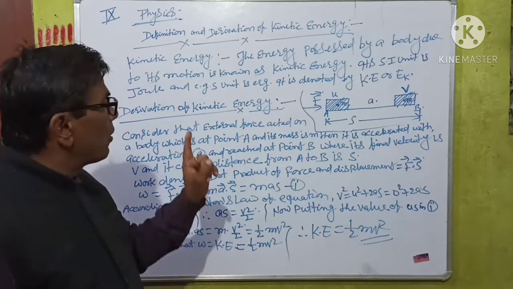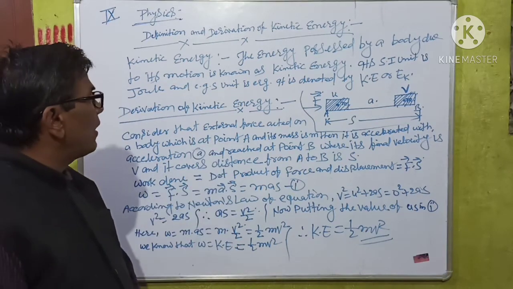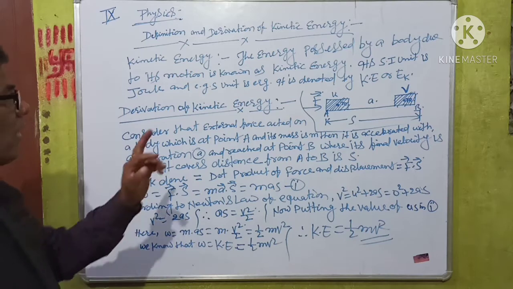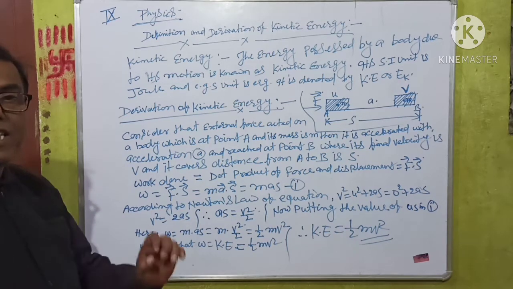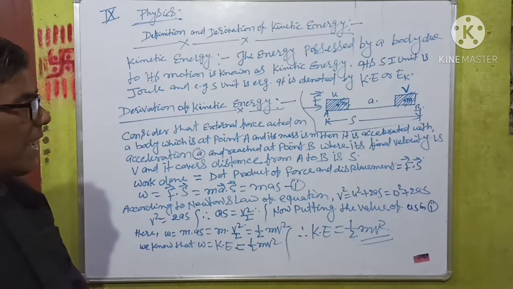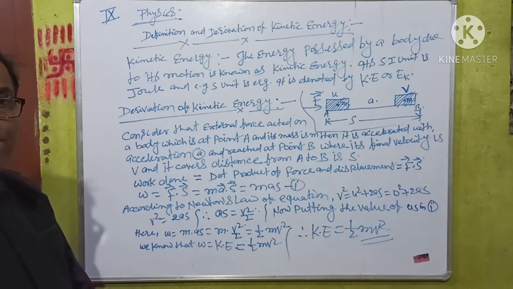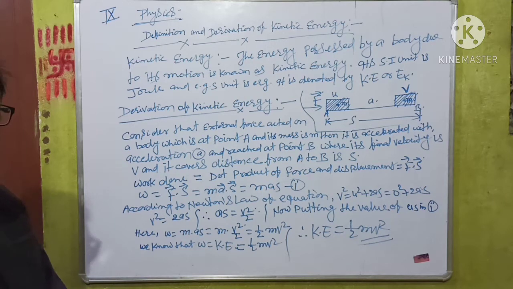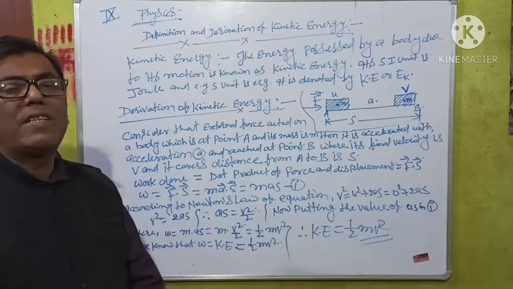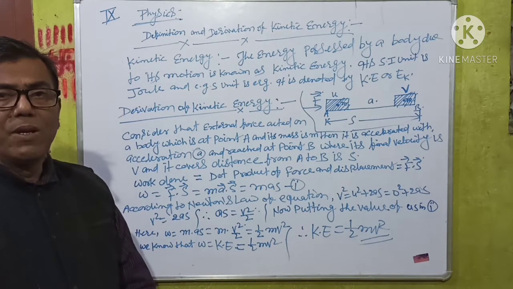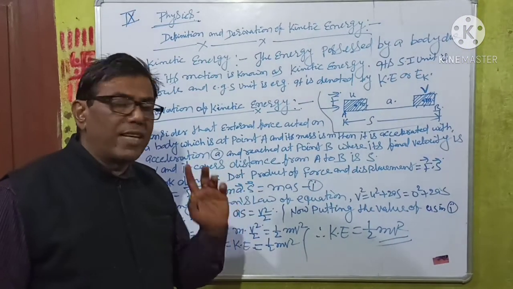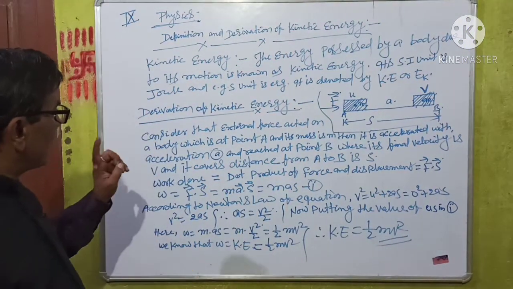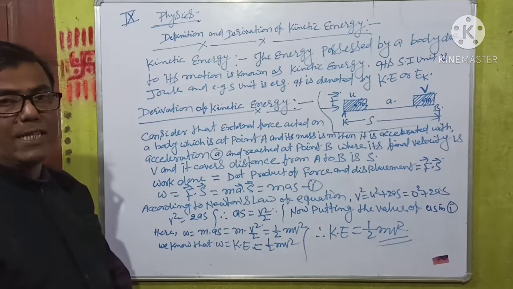The energy possessed by a body due to its motion is known as kinetic energy. Its SI unit is joule and CGS unit is erg. It is denoted by KE or EK. Any type of energy is a scalar quantity, so potential energy and kinetic energy are also scalar quantities. Now we shall discuss the derivation of the kinetic energy.